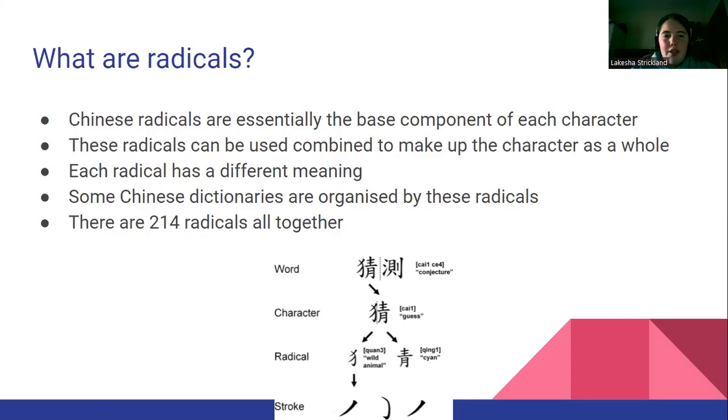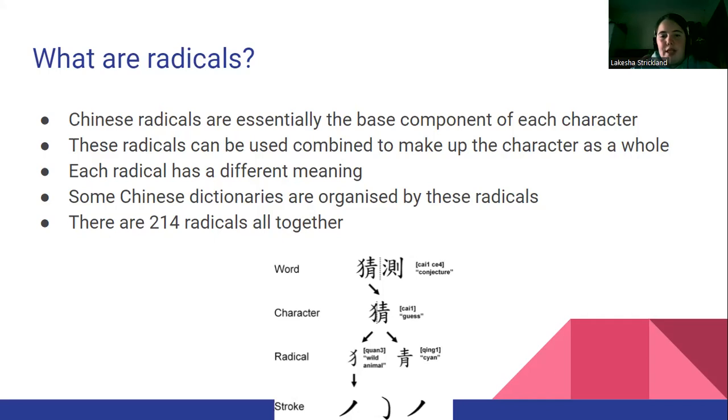First of all, what are radicals? Essentially, it's just the smallest base component of a character. It's bigger than a stroke, smaller than a character. So if you have a word, that whole word can be broken down into characters, that character can be broken down into radicals, and that radical can be broken down into strokes. These radicals can be combined to make up a character, but each radical has a different meaning. Some of them maybe have two meanings, but they're similar. For example, nu means woman and female, so they're quite similar.